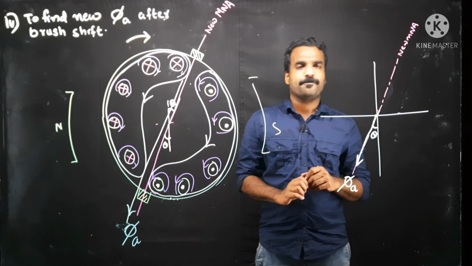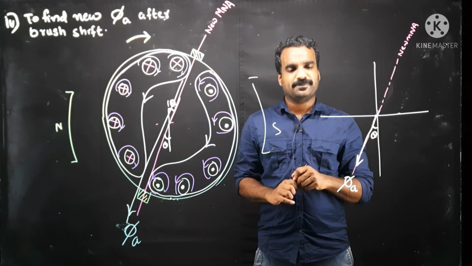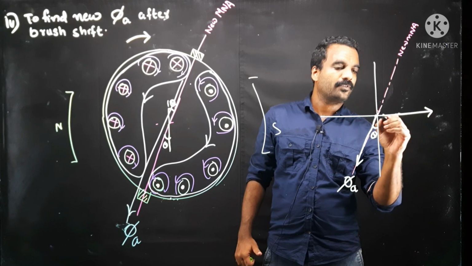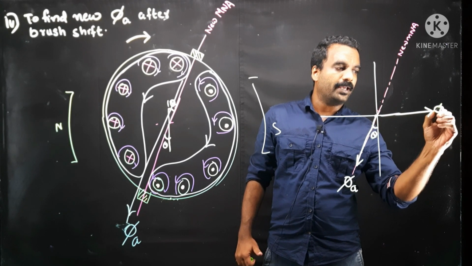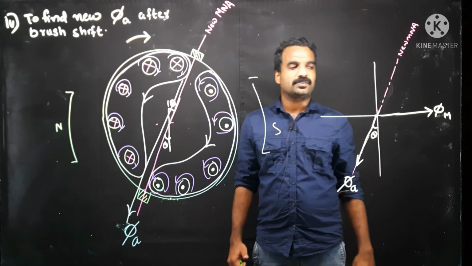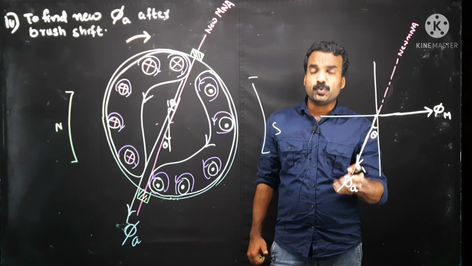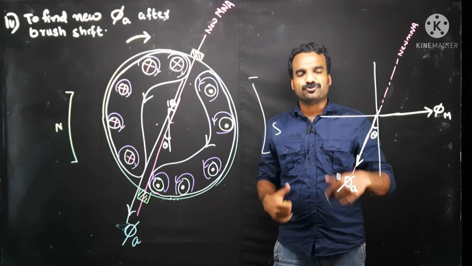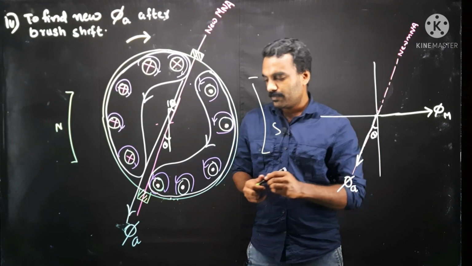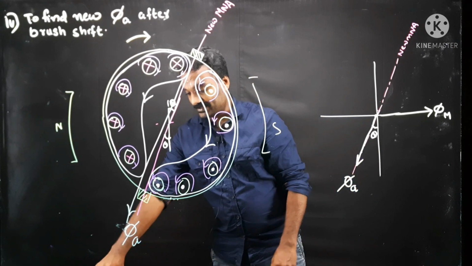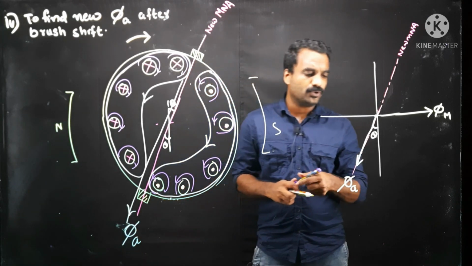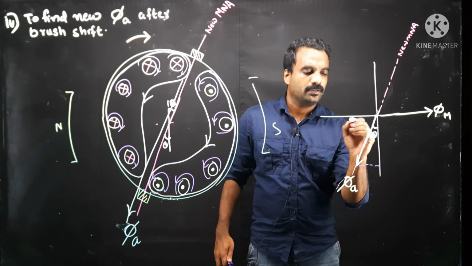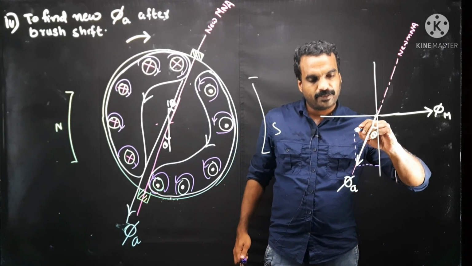Okay. Now, what is the significance of this axis? Initially, we know that this was the direction of main flux, phi m. This was the direction of main flux. And this is the new direction of phi A that we obtained in step 4. Now, I want to split phi A into x-axis and y-axis. I know everybody knows this step, resolving into components. You will get an x component and a y component.